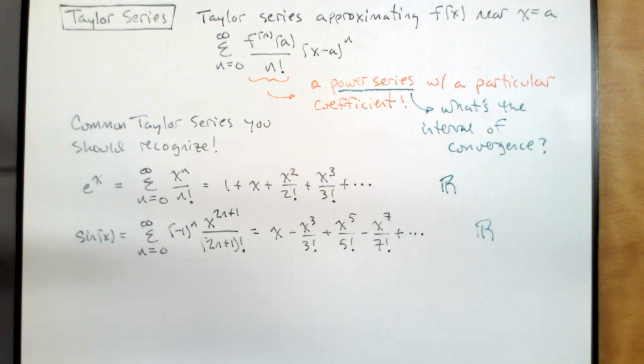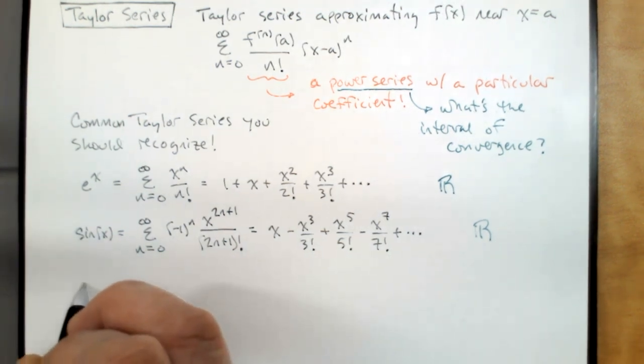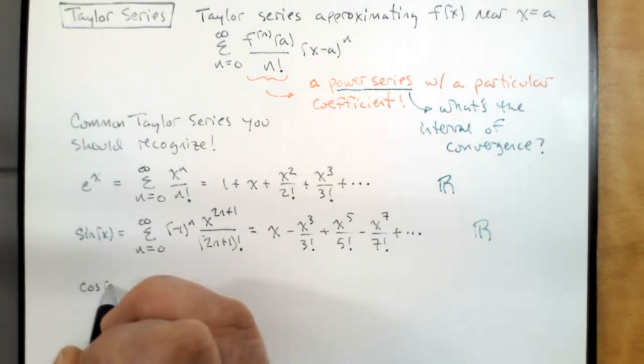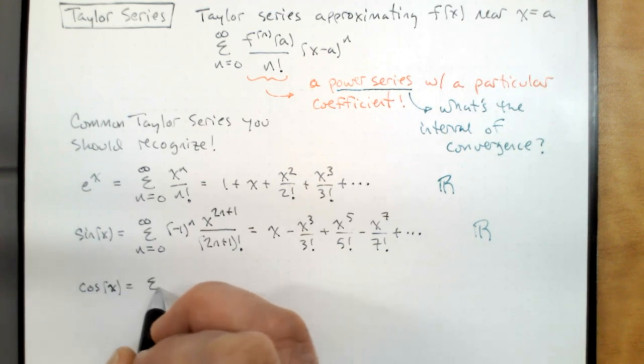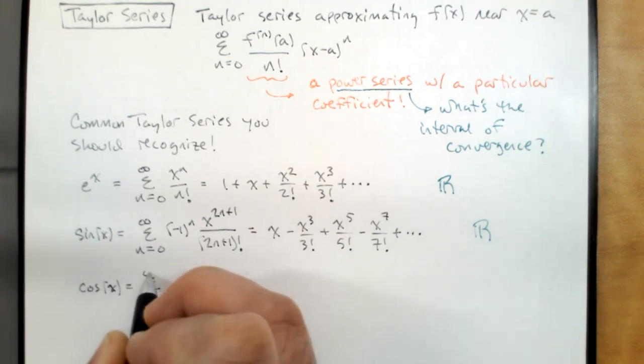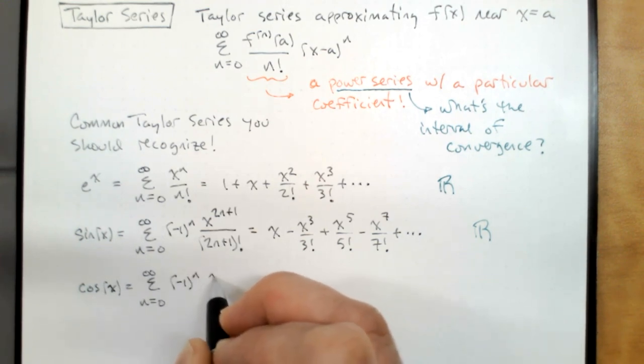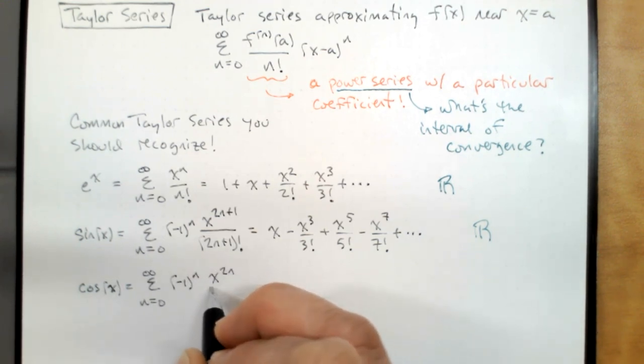Another one that we should recognize is cosine x. Cosine x is the odd one. Not because it's unusual, cosine x is the even one. So the things that we want to get are the alternating, and then we want even powers.